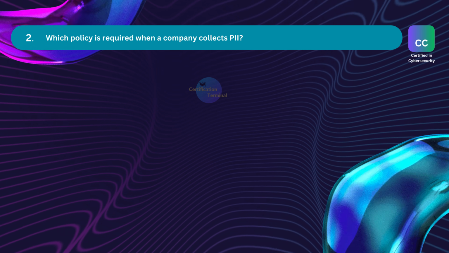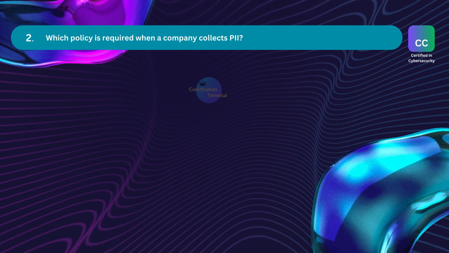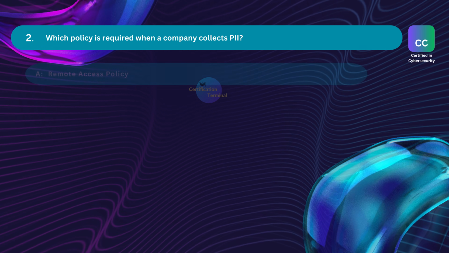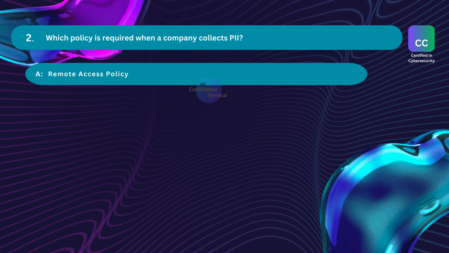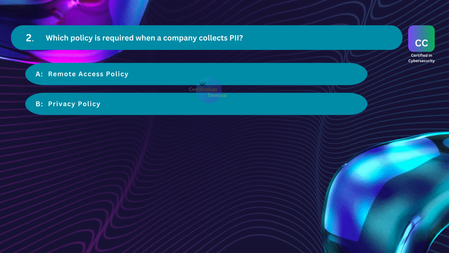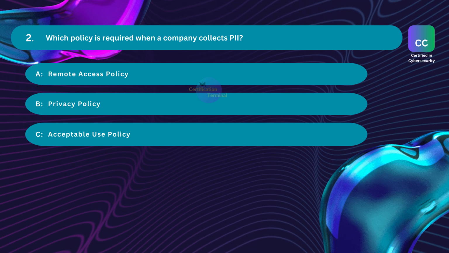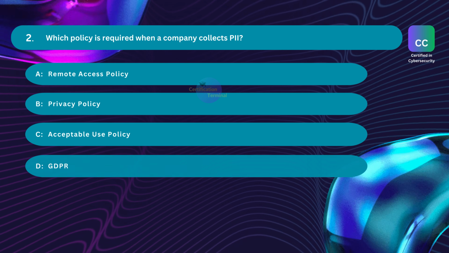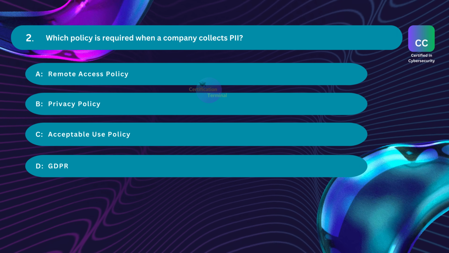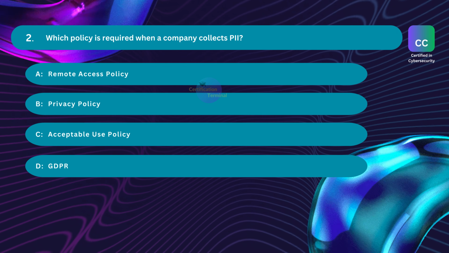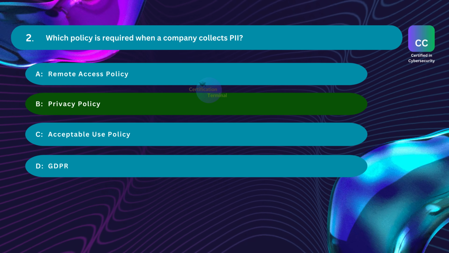Question number 2. Which policy is required when a company collects PII? Option A, remote access policy. Option B, privacy policy. Option C, acceptable use policy. Option D, GDPR. The correct answer is Option B, privacy policy.